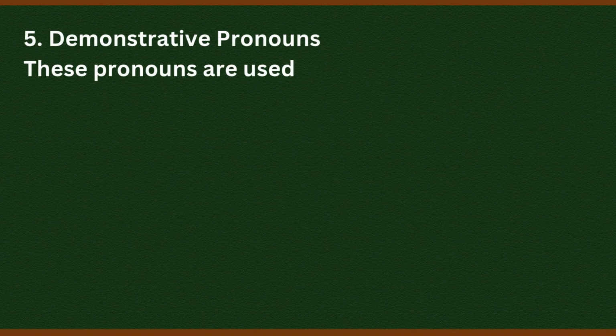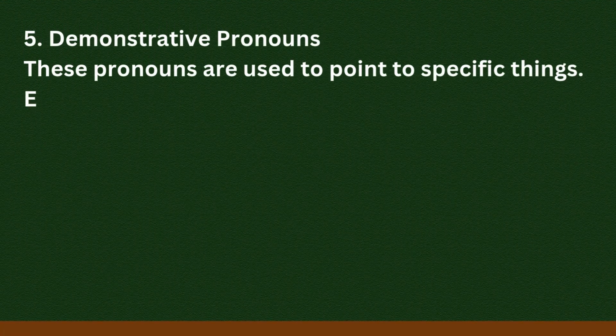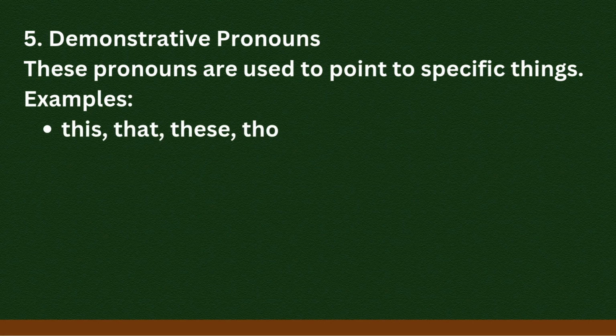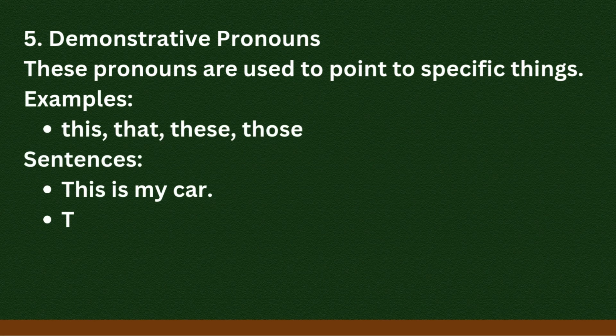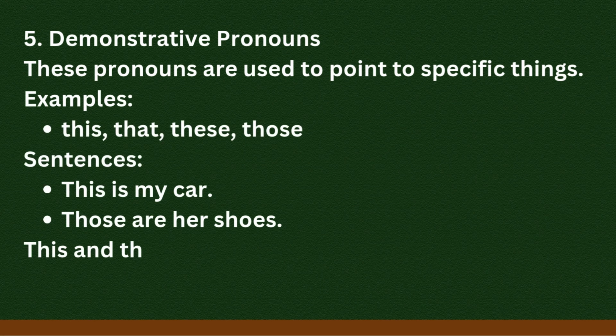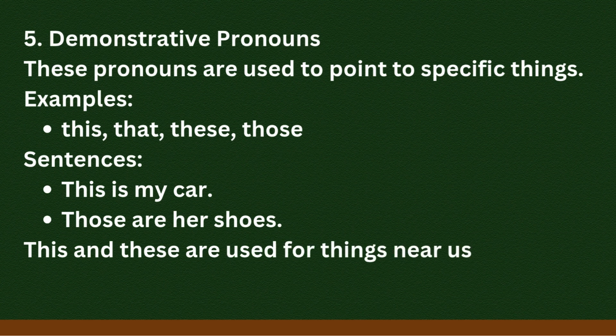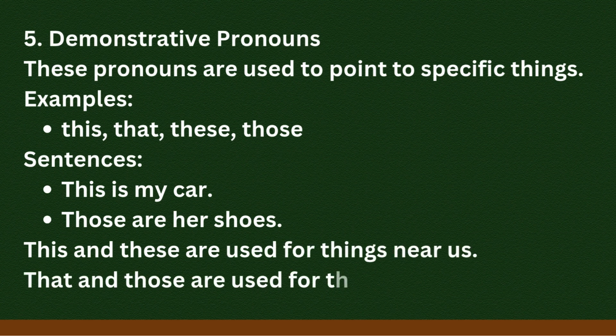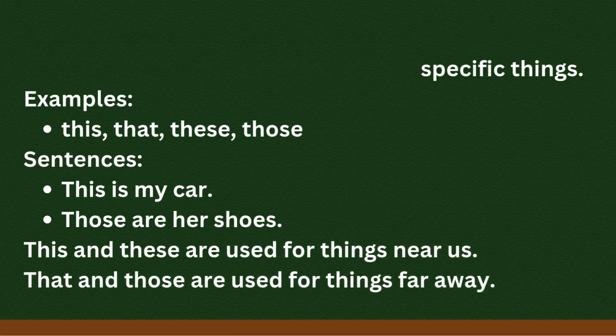5. Demonstrative pronouns. These pronouns are used to point to specific things. Examples: this, that, these, those. Sentences: this is my car. Those are her shoes. This and these are used for things near us. That and those are used for things far away.